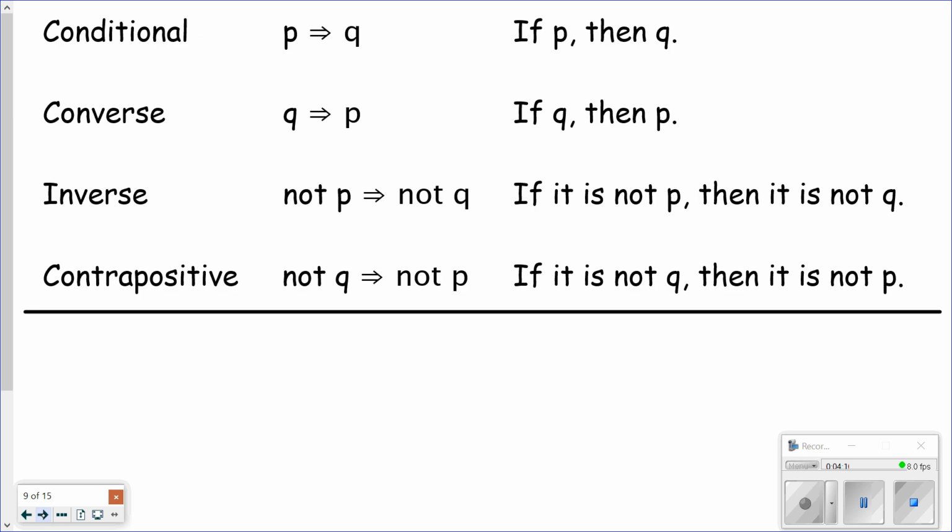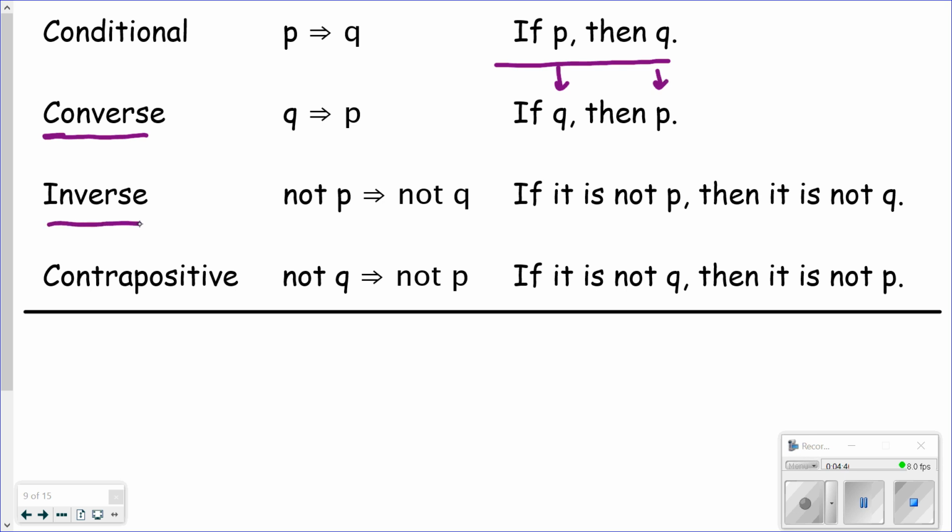So our conditional statement, like we talked about, is an if-then statement. We're going to talk about a few other types of statements. The first one is a converse statement, and it's going to take our conditional statement and actually flip the P and the Q around. So back to the conditional statement, if P then Q, the converse would be if Q then P.